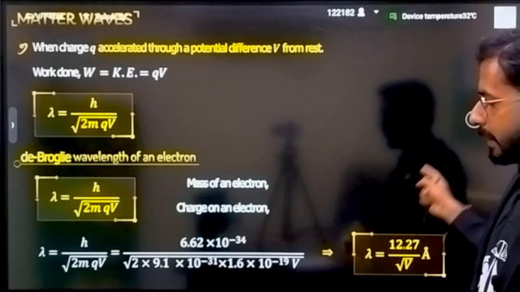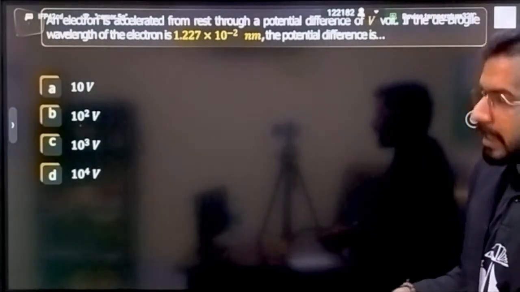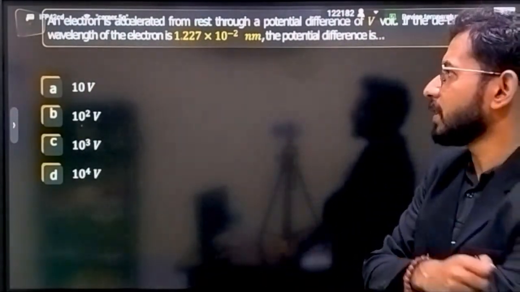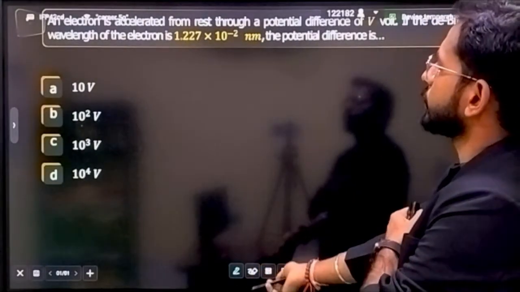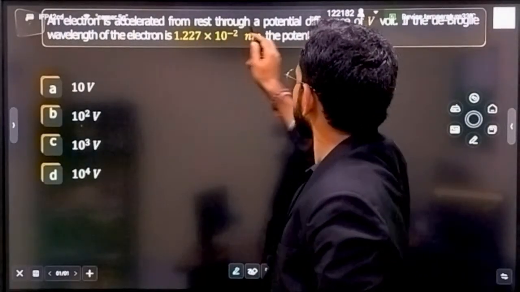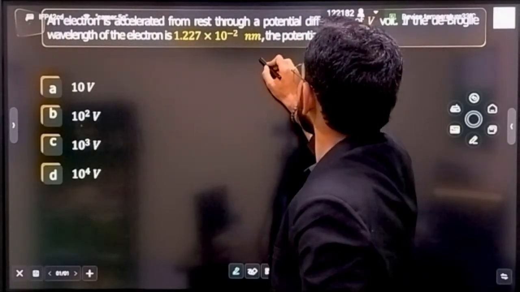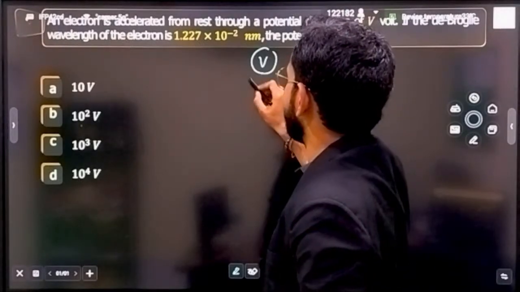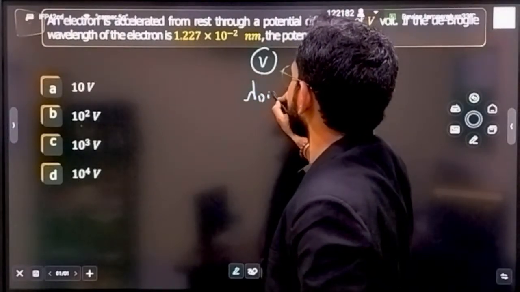This value will be coming in angstrom. Okay, so on this basis, let's do one question. It's easy, matter waves is nothing. Let's see what the question is. An electron is accelerated from rest through a potential difference V volt. The de Broglie wavelength of the electron is given.